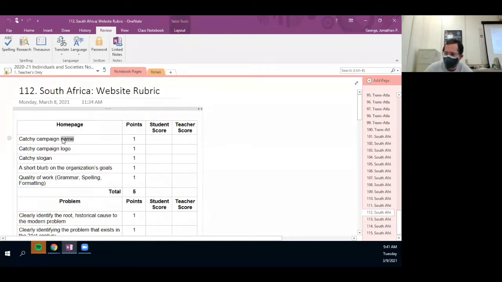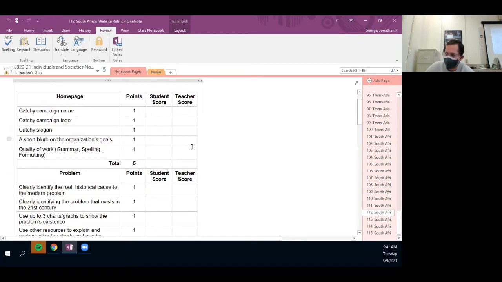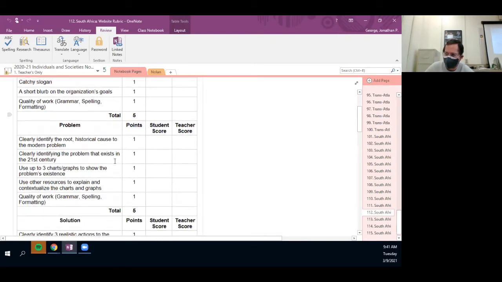Do you have a catchy campaign name? Catchy logo, slogan, short blurb on the organization's goals? Do you have great quality work, grammar, spelling, formatting on the website itself? That'd be valued at 5 points, 1 point each. Okay, you're going to self-assess, and then I will also assess and fill in your rubric.